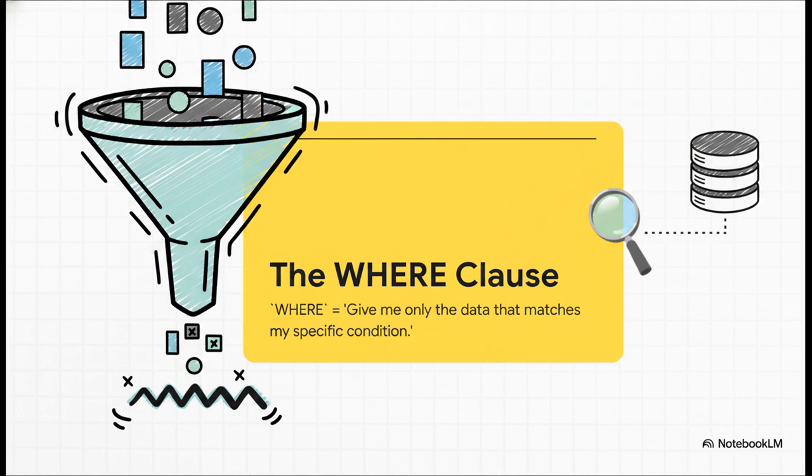Only show me the rows where this one condition is true. This is how you can sift through millions of records to find just the few you actually need. I mean, think about it. This is how Amazon finds all the products under $50. It's the engine behind basically every search you do online.